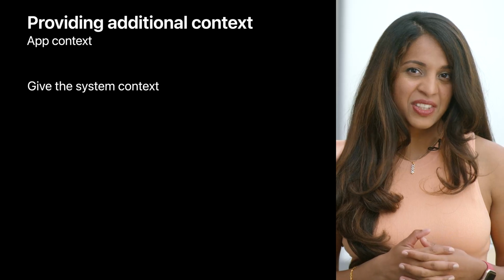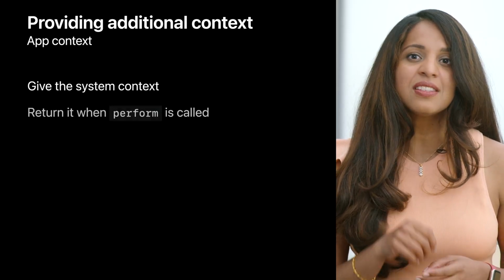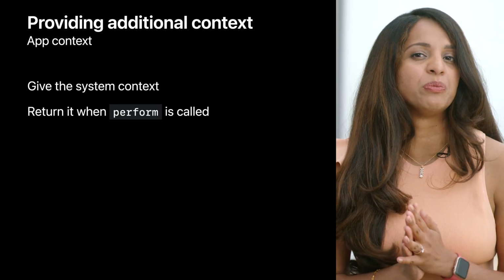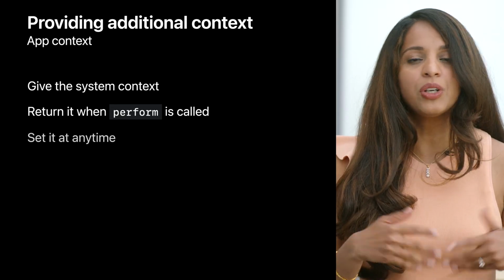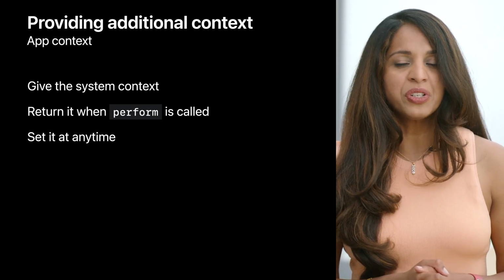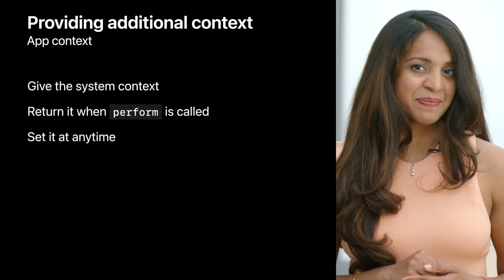One way you can give the system information is via the app context object. This is an object that can be returned as part of the result of the Perform function. Or you can return the app context at any time in your focus filter and force the system to get the updated value by calling invalidate.